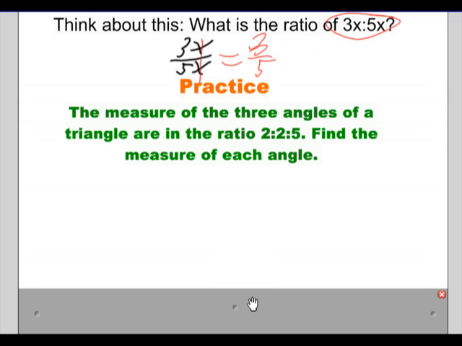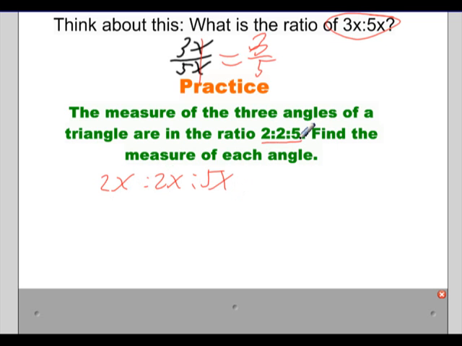So we're going to use that to solve problems like this one. The measures of 3 angles in a triangle are in the ratio of 2 to 2 to 5. The trick, if you will, is that if we express the first angle as 2x, the second angle as 2x, and the third angle as 5x, we know that no matter what x is, those 3 angles will be in the ratio 2 to 2 to 5, which is what we want.